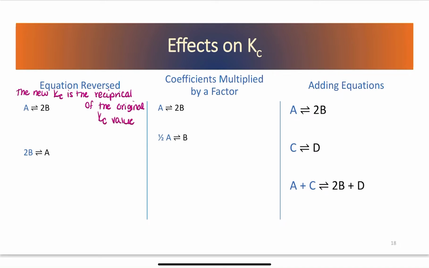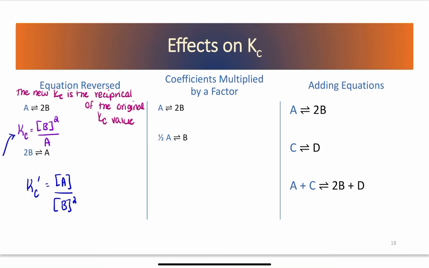What do I mean by that? Well, if I was to write down the Kc expression for A in equilibrium with 2B, the equilibrium expression here would be the concentration of B squared over A. What if I reverse that reaction, and now I have 2B in equilibrium with A? All I've done is reverse the reaction, which I am allowed to do. I can look at the reaction in the other direction, especially because it's in equilibrium, but the Kc expression does change. Let's call this Kc prime just to keep them separate. Kc prime would be equal to the concentration of A divided by the concentration of B squared.